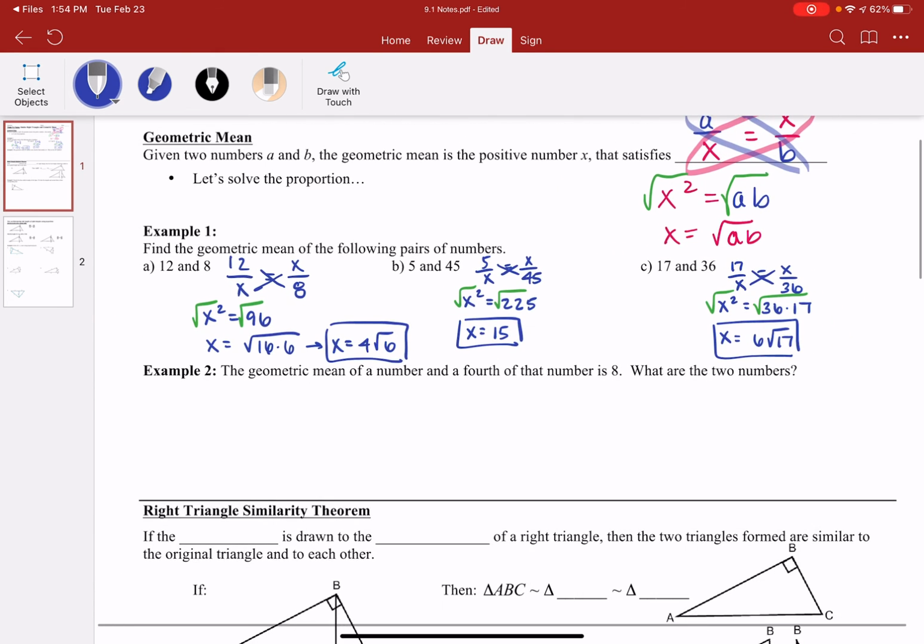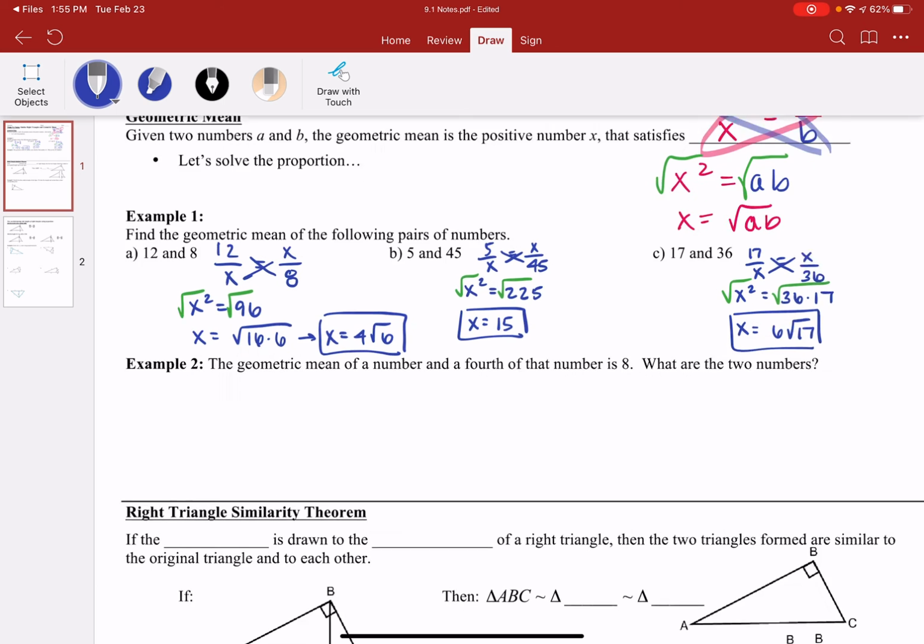And then example 2 says the geometric mean of a number and a fourth of that number is 8. What are the two numbers? So the geometric mean of a number, we don't know that number, and a fourth of that number is 8. So this time, our geometric mean, we know it. It's 8. We don't know the other two numbers.